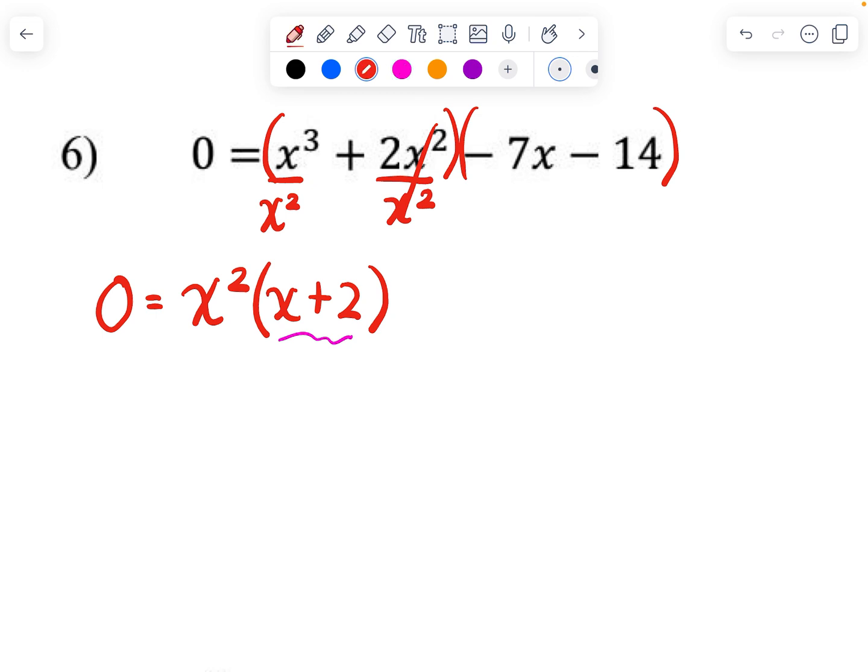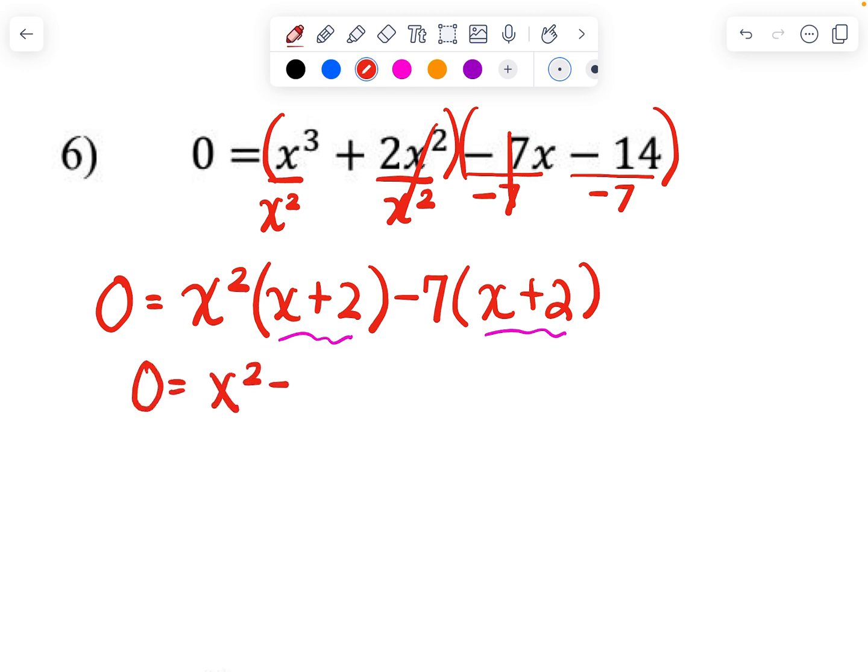So I'm going to go over here and say, well, I have negative 7x and negative 14. I want to get a positive x and a positive 2. So I'm going to divide out a negative 7. That goes in front of my second set of parentheses. I end up with x plus 2, which is exactly what I wanted. I wanted those twins. So now I have 0 equals x squared minus 7. That's one of my factors. And times x plus 2. If I were to multiply that back out, I would end up with what I started with.